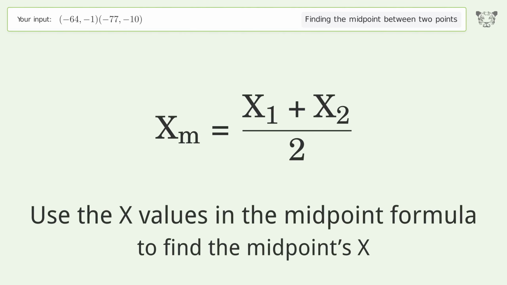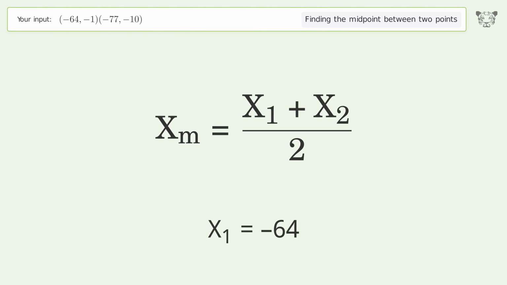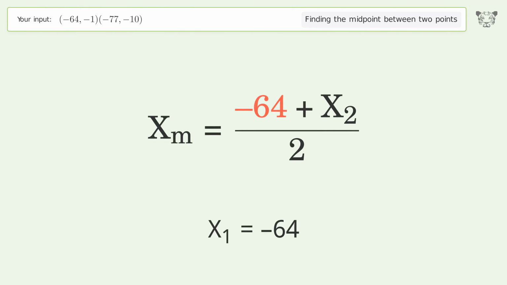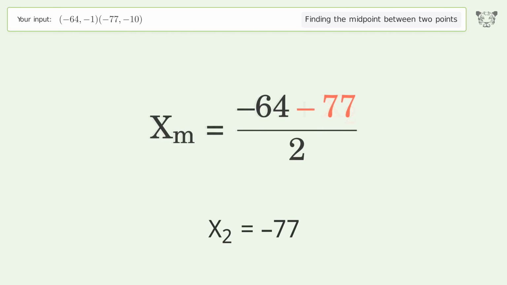Use the x values in the midpoint formula to find the midpoint's x. x1 equals -64. x2 equals -77. Simplify the arithmetic.